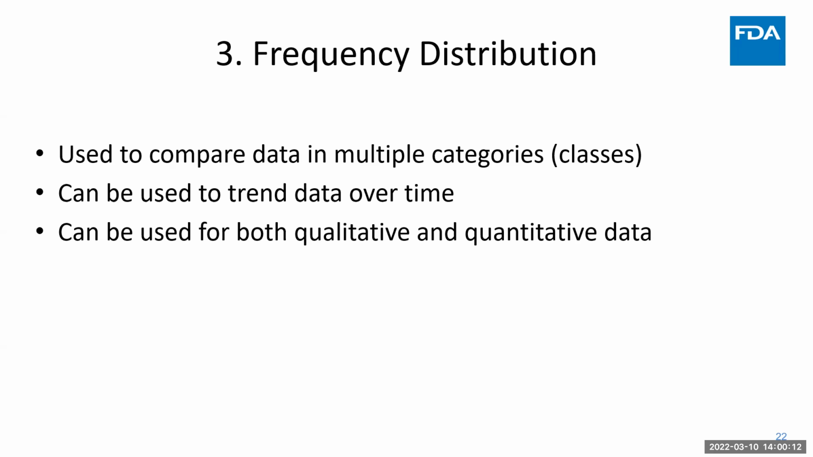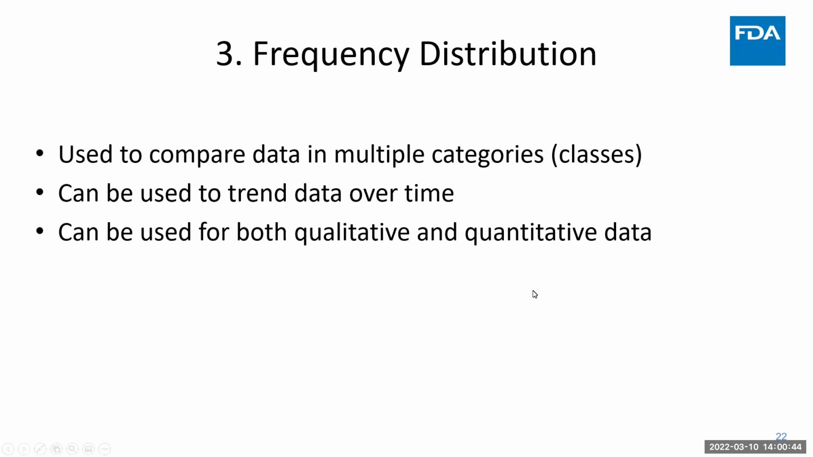This is a very simple tool. We use them to compare data in multiple categories or classes. They can be used to trend data over time, and they can be used for both qualitative and quantitative data. Now remember, qualitative data is that which is counted, and we refer to those as attributes, and they take on only whole number non-negative values. Quantitative is data which is calculated or variable. They can take on any value within the range of measurement.